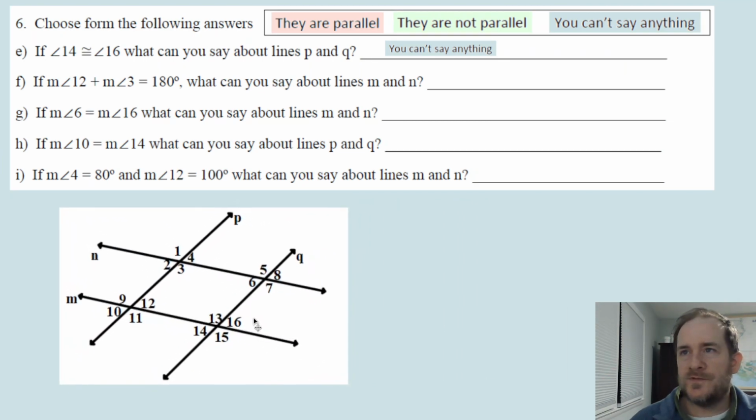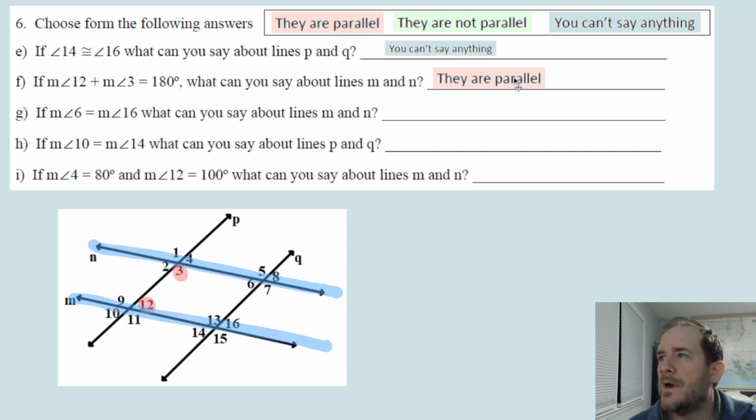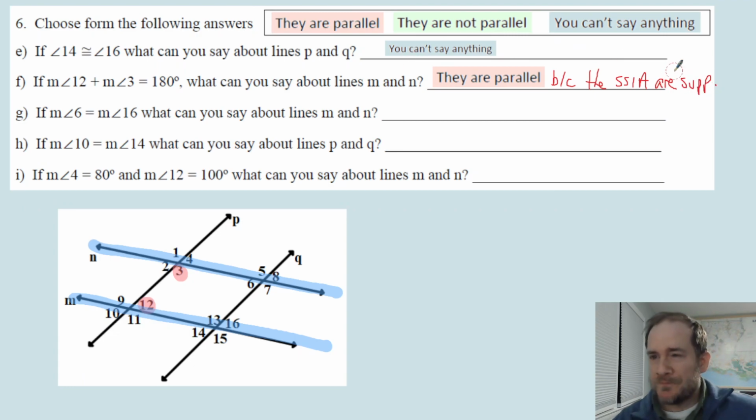which says 12 and 3 add up to 180. So that means they're supplementary. So what are 12 and 3? This guy and this guy? All right, great. So if 12 and 3 are supplementary, well, we want them to be supplementary because those are same side interiors. So P is the transversal, but the lines that we would prove here are M and N. And we can say that yes, they are parallel. Now if you wanted to go the extra mile, you could say they are parallel because the same side interior angles are supplementary. And that's sort of the full explanation about why those lines are parallel.